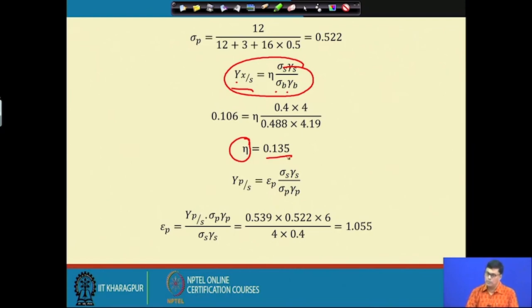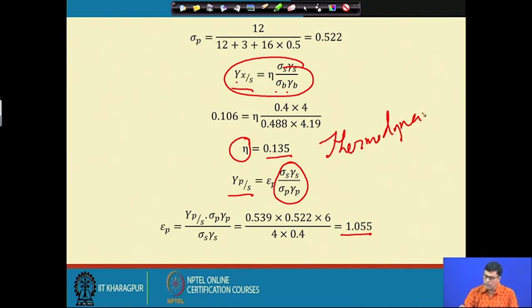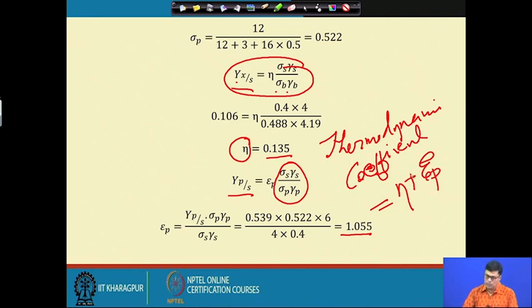What is the eta value you get? It is 0.135, and then for YP by S I can write epsilon P equal to gamma S sigma S by gamma P sigma P. Again, this value we have already calculated from the empirical formula, and if we put all these values, we find this is 1.055. Now, what is the thermodynamic coefficient? This is equal to eta plus epsilon P. So what is the eta value? This is the eta value and this is the epsilon.